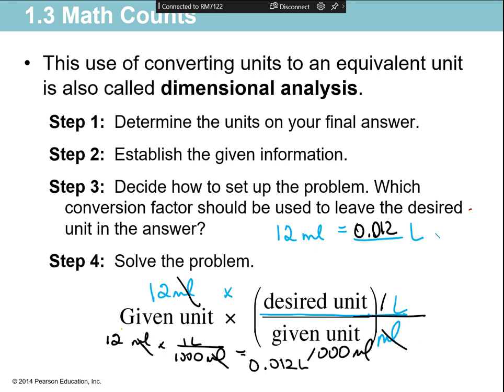You always write down the unit you're given first, times in the line. Then you put the unit you're given on the bottom, and the unit you want to go to goes on top. Then you add what those number values are, so they're equivalents. In this one, I had to put 1,000 in front of milli. Liter gets the one. Doing the math, pretty straightforward.